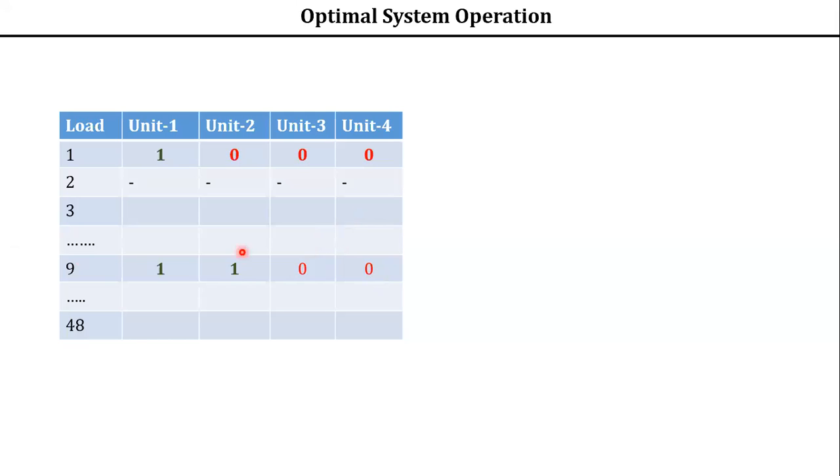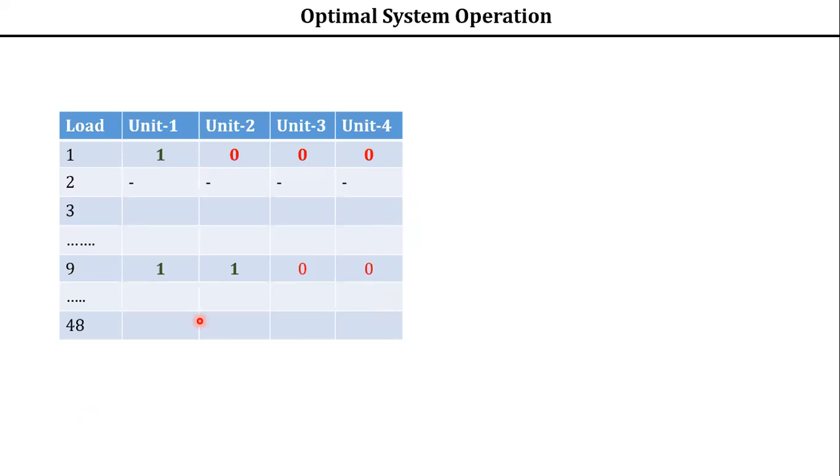Understood? Because I have done it for 9 megawatt, the best optimal for 9 megawatt is unit 1 and unit 2. So therefore they are operating, they are on, so 1, 1, and the other units are not operating, so it will be 0. Like that, for all the loads you have to see what is the optimal combination, and represent 1 and 0 in this chart for total load. So this is the unit commitment table for one power plant which consists of 4 units.